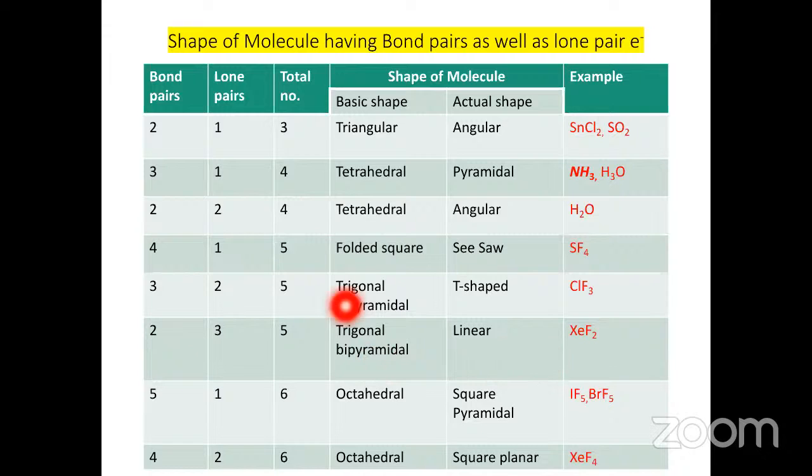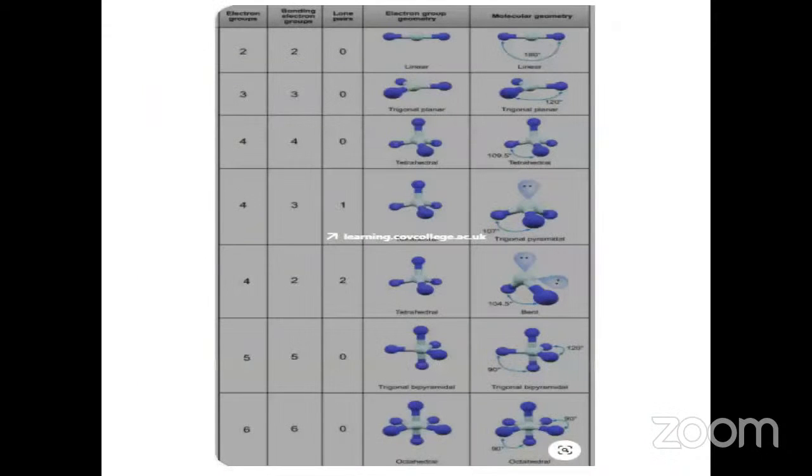And if the 6 electron pairs are all bond pairs, then the shape is octahedral. But it now has 2 lone pairs along with 4 bond pairs. That is the reason the shape changes to square planar. These are examples of related structures. These are the structures. Here, this is the linear structure.